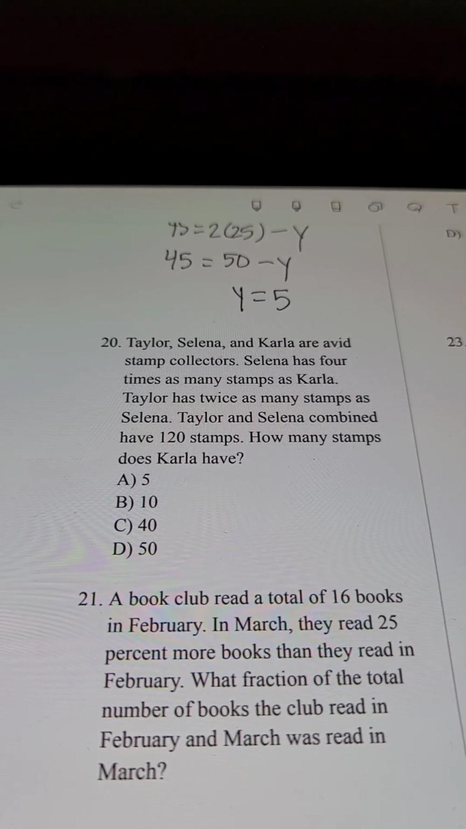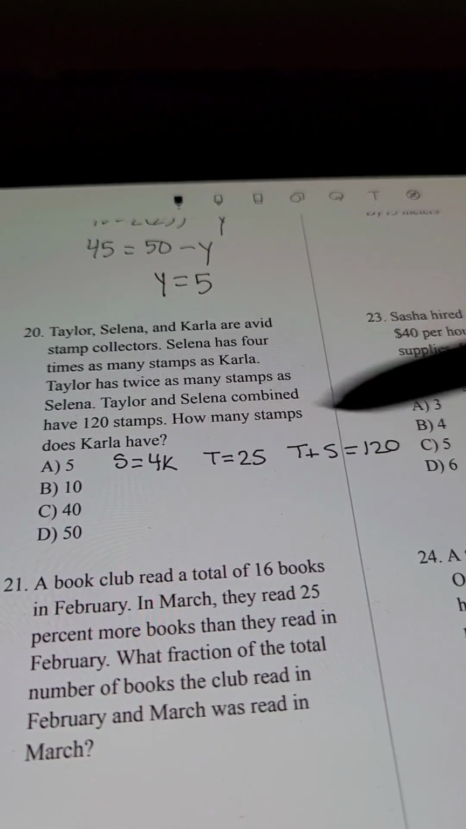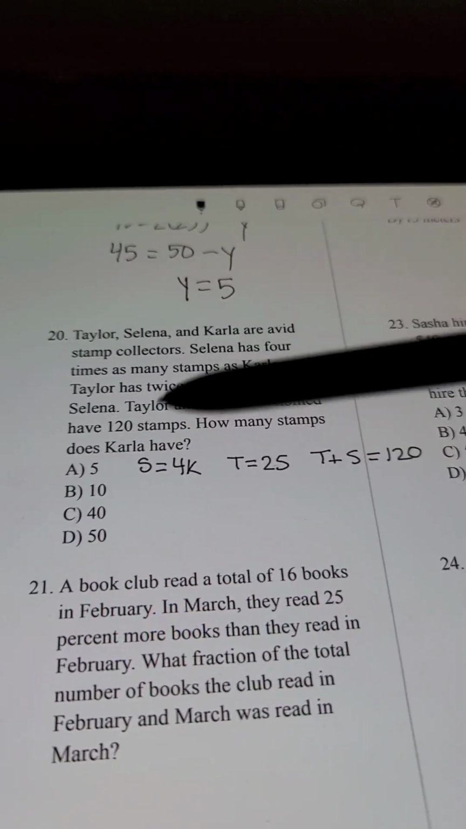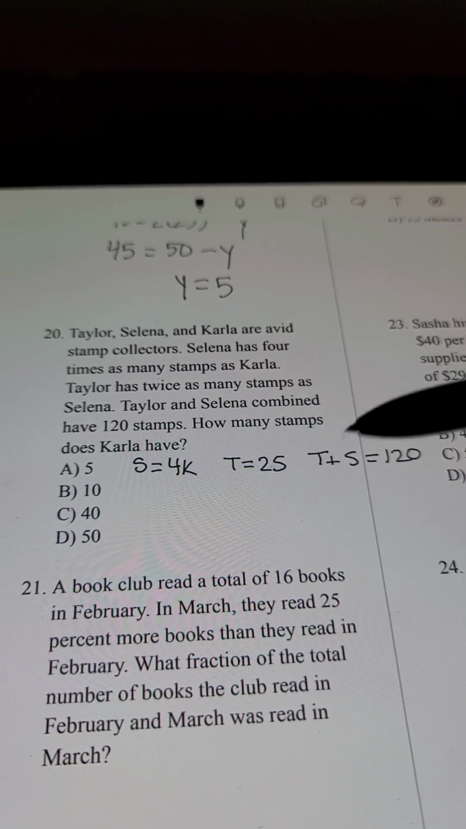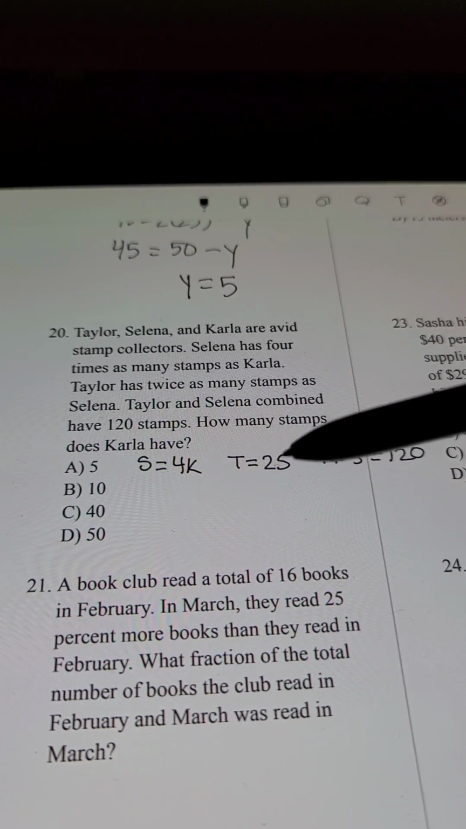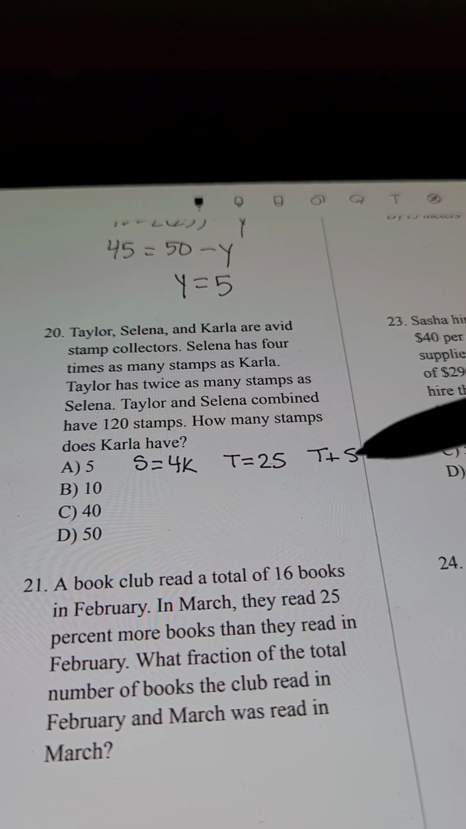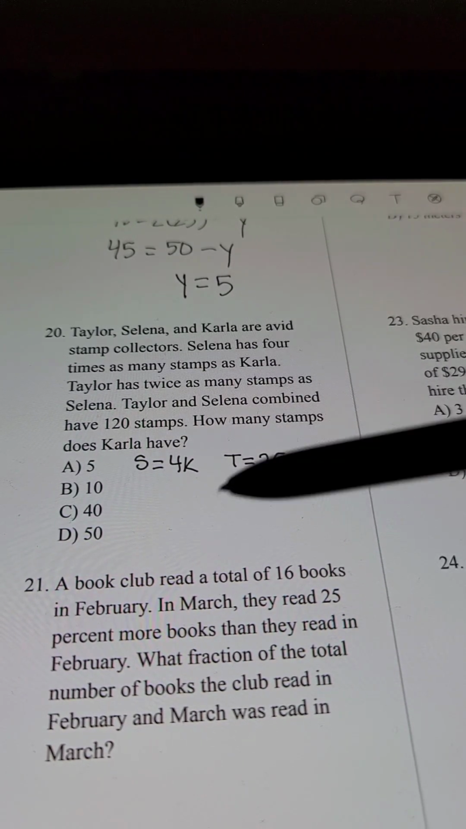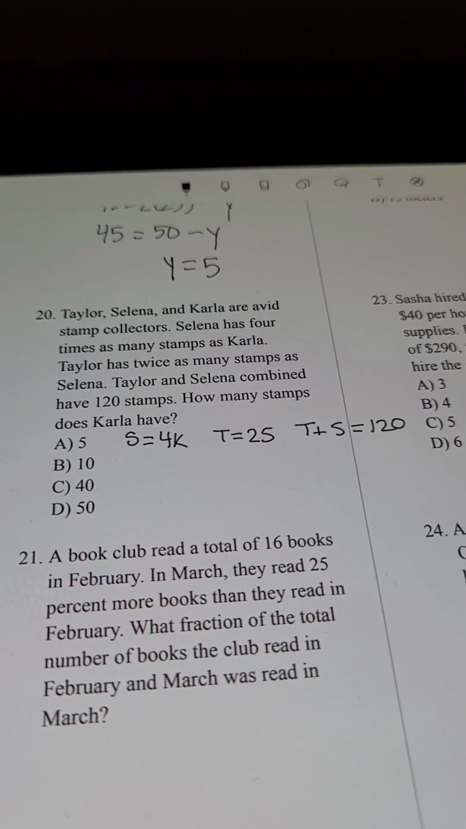Okay, so the next one, pause to read if you haven't already. So this is the situation that's been described. Selena has 4 times as many as Carla. So S is the number Selena has. K is the number of stamps Carla has. And then Taylor has twice as many as Selena. T is the number of stamps Taylor has. And then Taylor plus Selena's number of stamps equals 120. And we're solving for K, how many Carla has.